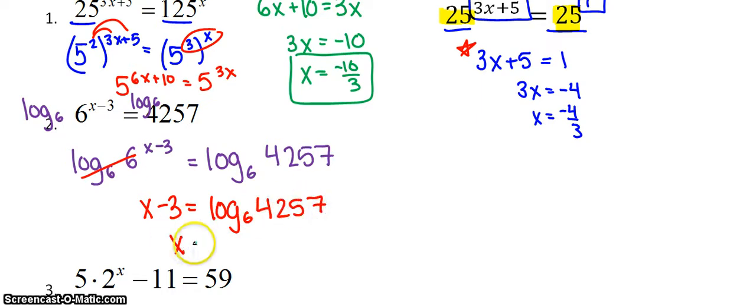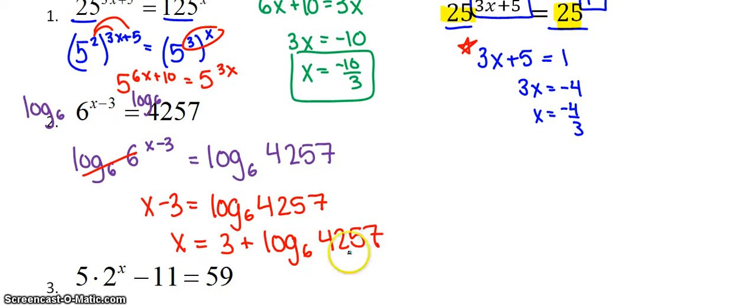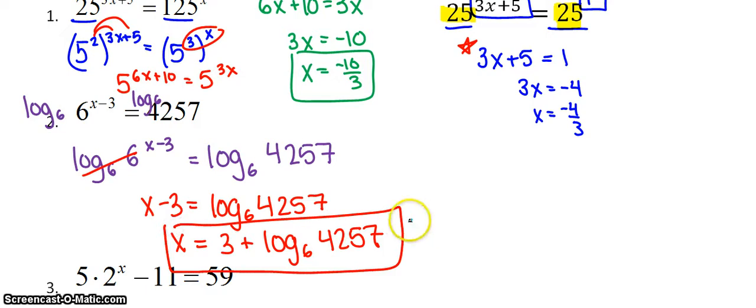To get x alone, you need to get rid of that 3, so I'll just add 3 to that. Actually, sometimes you can write it at the end. That's fine, but that kind of looks like you're doing 4,257 plus 3, not the log of that plus 3. So instead I'm going to write the 3 first. So we'll do 3 plus log base 6 of 4,257. If you don't have a calculator, this could be your final answer. If you do have a calculator, you could get a decimal version of this, though.